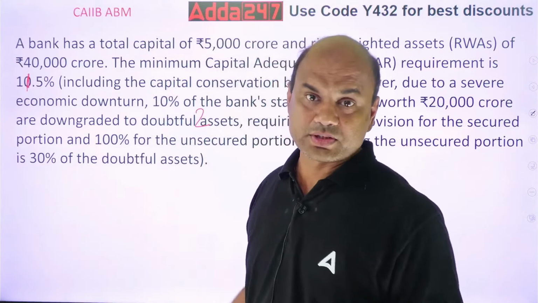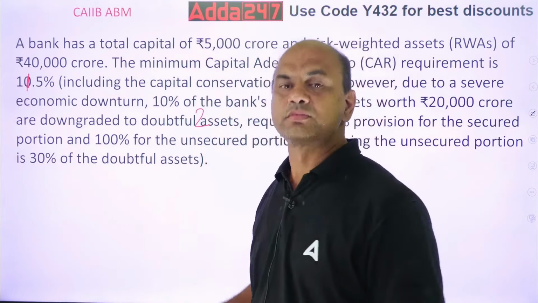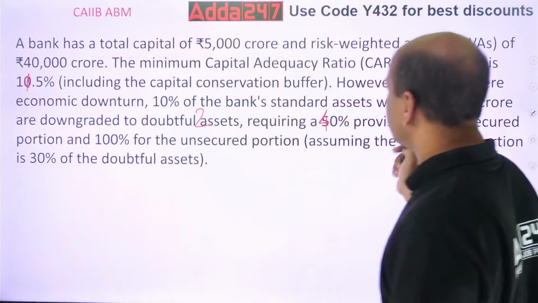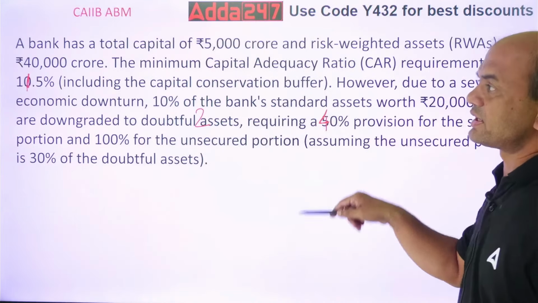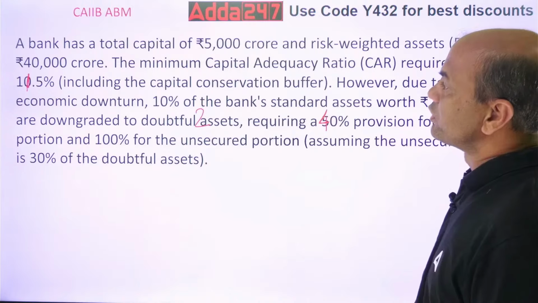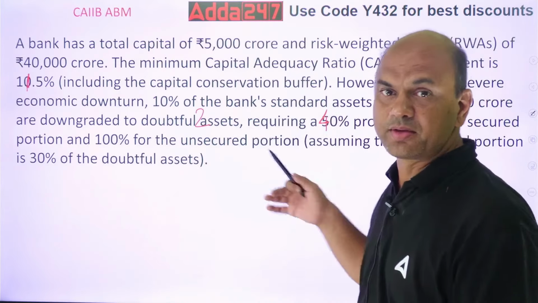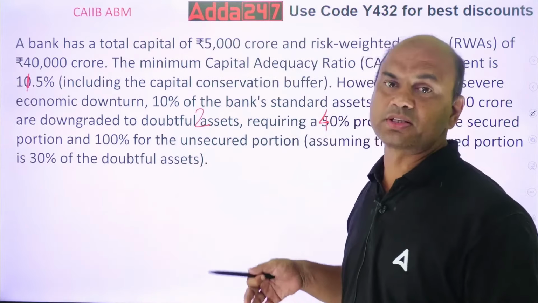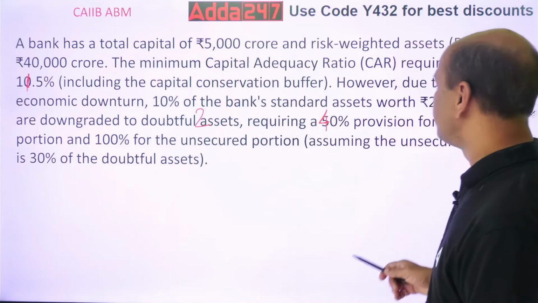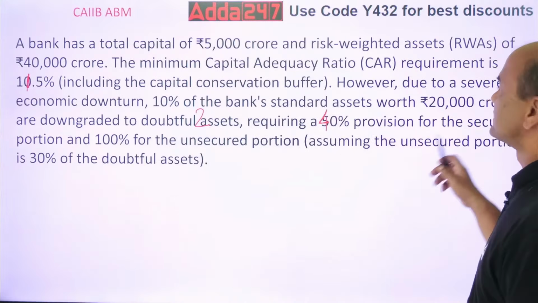Now where are the questions? But the questions are huge. Let me show you. All of you got this? What is the case? Total capital is given, RWA. This is a sort of BFM problem also. In BFM also this is asked, in ABM also this can be asked, because this is a part of your stressed assets.